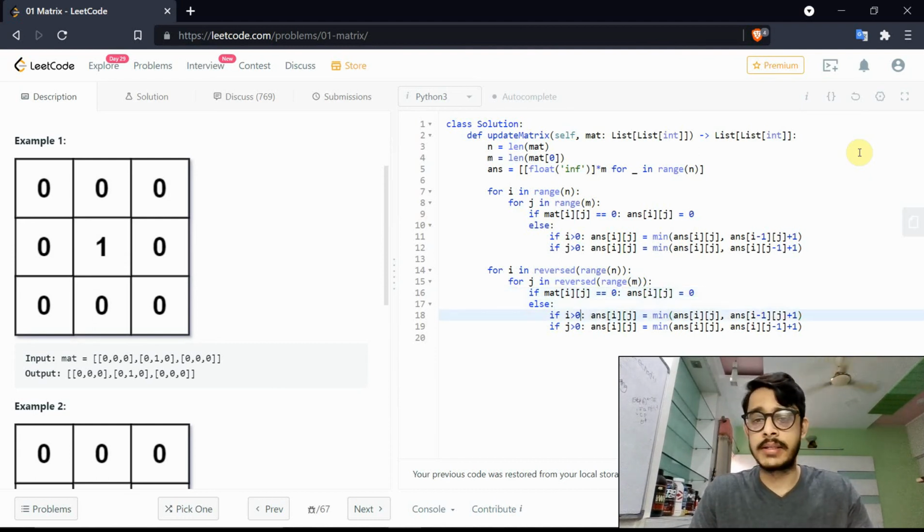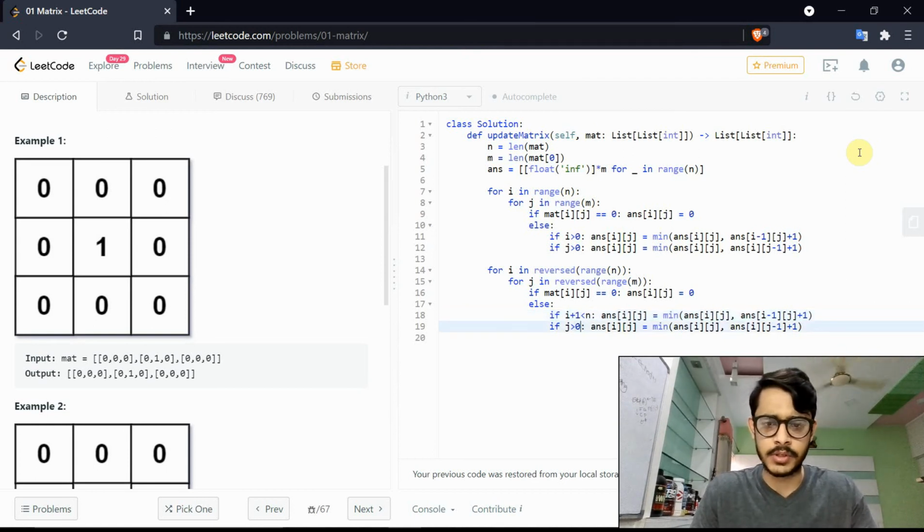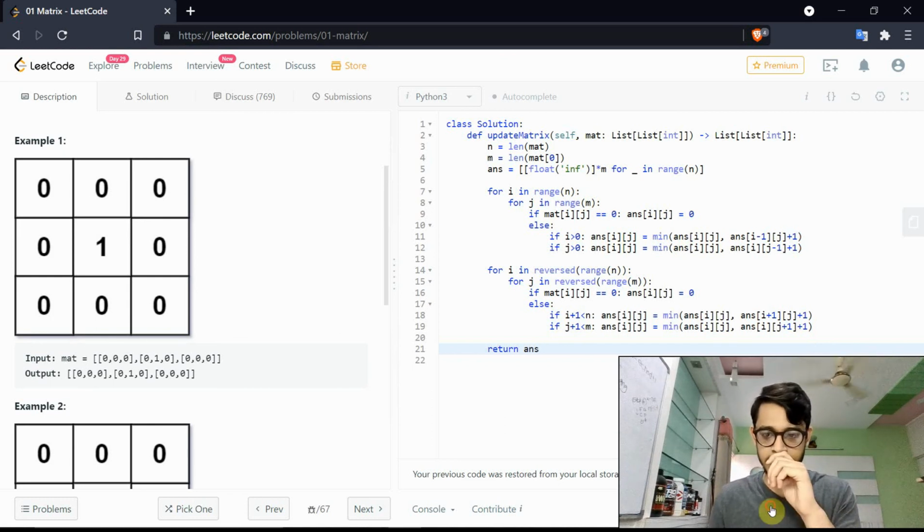But in this case, now we want to consider if i is less than n minus 1, since i is iterating over n, or if i plus 1 is less than n. This makes more sense. And in this case, j plus 1 is less than m. Now i becomes i plus 1, j becomes j plus 1. And this should do it. Let's return ans, and we'll do a sanity check here.